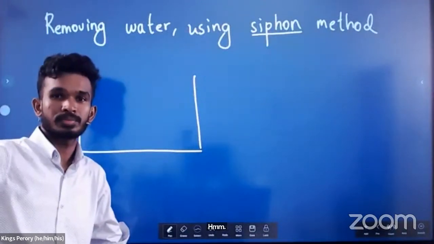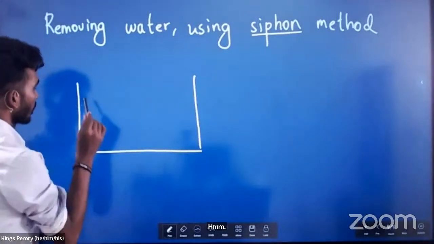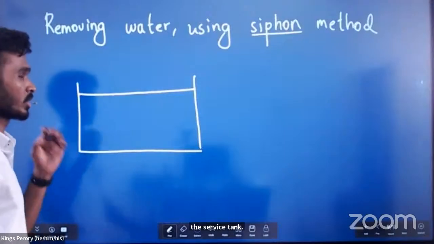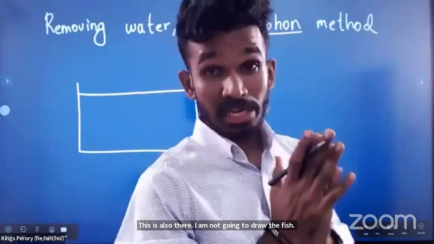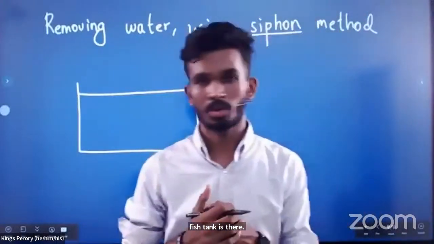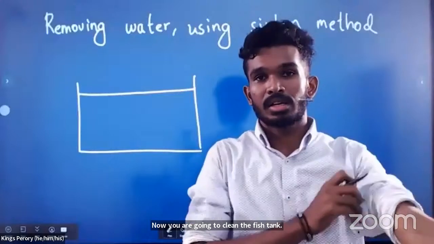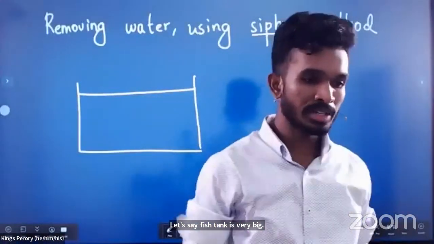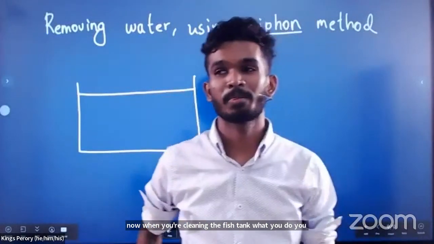Tank. Fish tank. This is a fish tank. Fish is also there, but I am not going to draw the fish. Now you are going to clean the fish tank. Let's say the fish tank is very big. When you are cleaning the fish tank, what do you do? You first remove the water inside it. You have to remove the water.